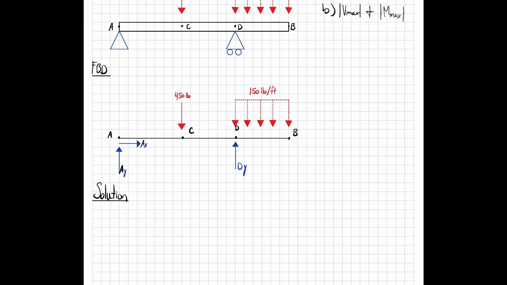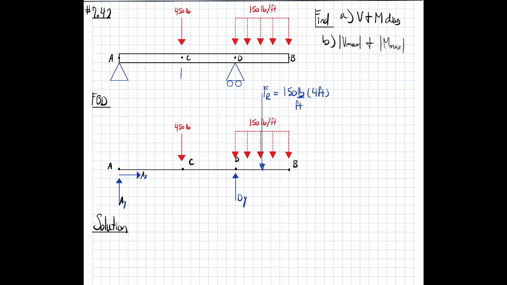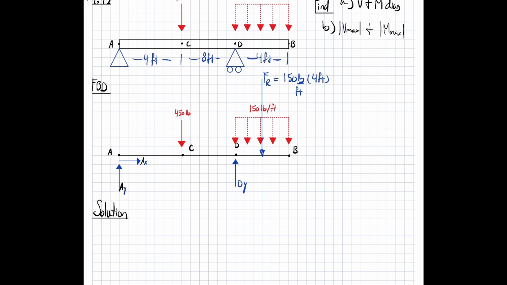Now our distributed load can also be represented as a point load, so as a force resultant, which can be found by doing 150 pounds per foot times its distance it's covering, so 4 feet. It just occurred to me that I did not put the dimensions like I've been doing because I'm lazy, I guess, but this is 4 feet, 8 feet, and 4 feet. I apologize for that. You're probably like, wow, why is it so confusing? It doesn't have dimensions. So now solving that, we get 600 pounds as a force resultant.